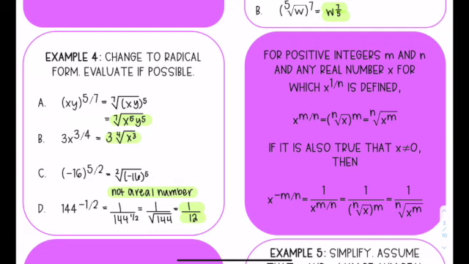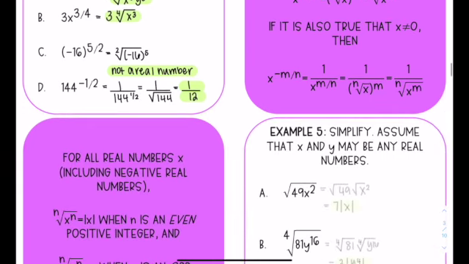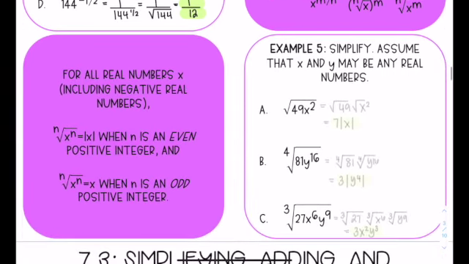Now for all real numbers x, including negative real numbers, the nth root of x to the n is the absolute value of x when n is an even positive integer, and the nth root of x to the n is equal to just plain old x when n is an odd positive integer. So for example number 5, we want to simplify, and we're going to assume that x and y may be any real number, so either positive or negative, it doesn't matter.